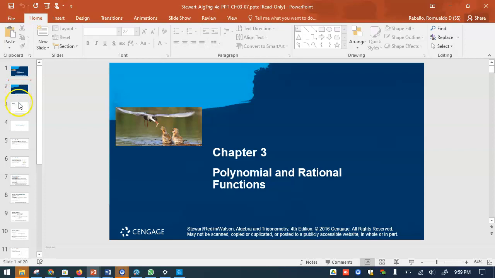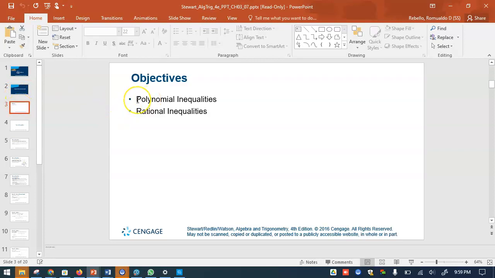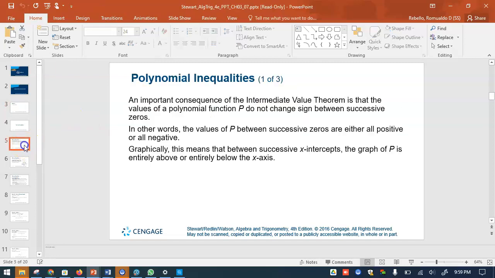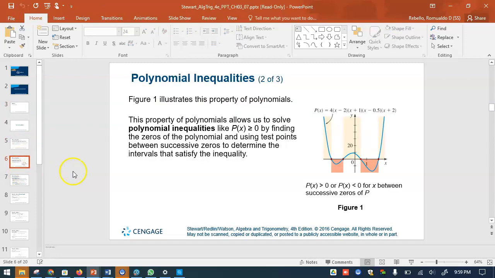the learning target. The learning target is that every student should be able to figure out in which interval a polynomial inequality is positive or negative, and also rational inequalities. Here you can see a polynomial function in factored form, a quartic, and the yellow parts are where it is greater than zero and the red parts are less than zero, below the x-axis.